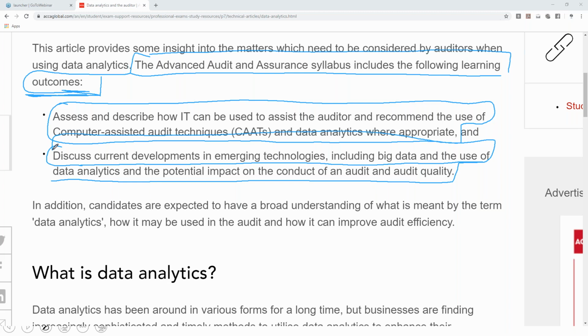In addition, candidates are expected to have a broad understanding of what is meant by the term data analytics and how it may be used in the audit to improve audit quality. So the examiner is also expecting that the student should have a broad understanding of what is meant by data analytics. The examiner has covered all this in the article. So do we believe there are three expectations now of the examiner on the very first page of the article?